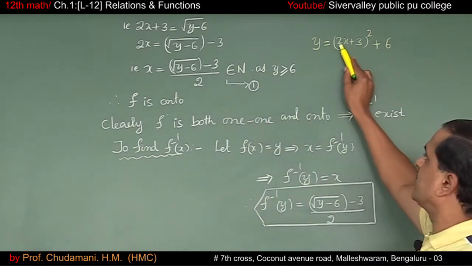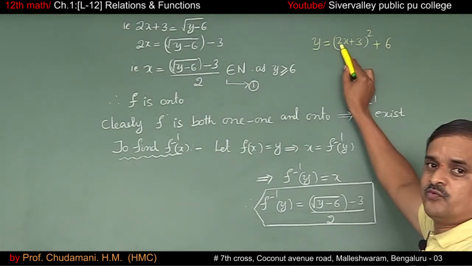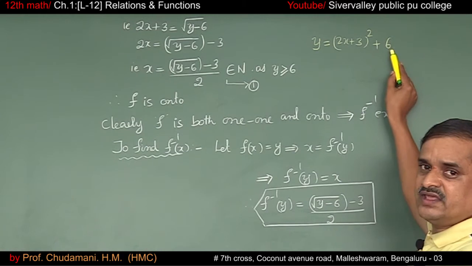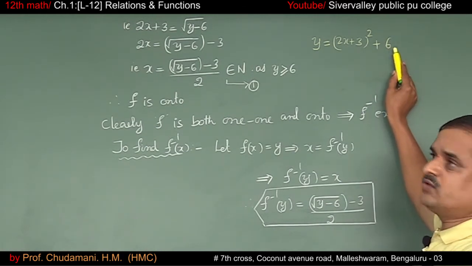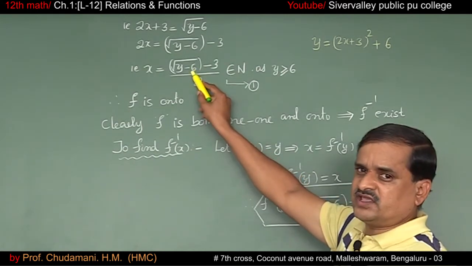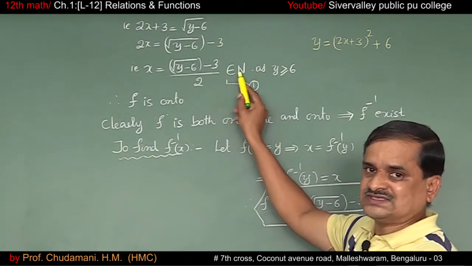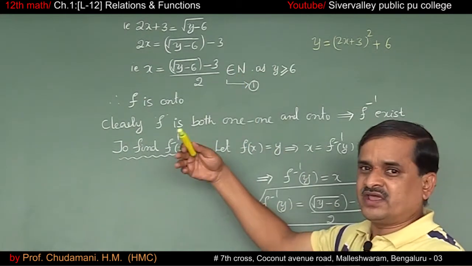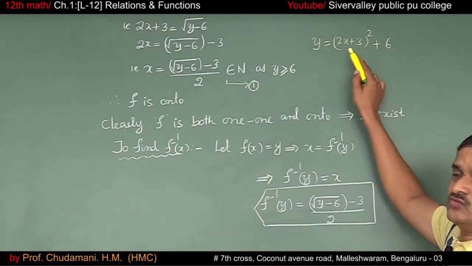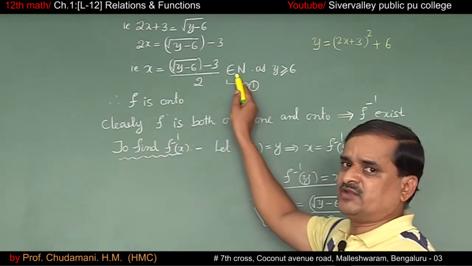Or else, let me take one more example. x is 2, a natural number: 2 into 2 is 4, plus 3 is 7, 7 square means 49, 49 plus 6 is 55. 55 minus 6 means 49, root 49 means 7, 7 minus 3 is 4, 4 by 2 means 2, which is again a natural number. So you cannot take whatever value you like for y. You need to select it in such a way that y should be equal to this. So therefore, f is an onto function.